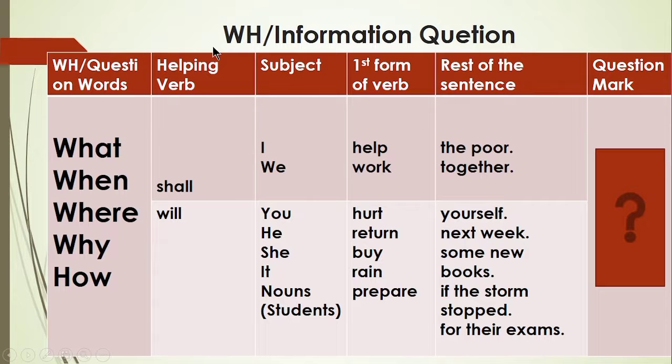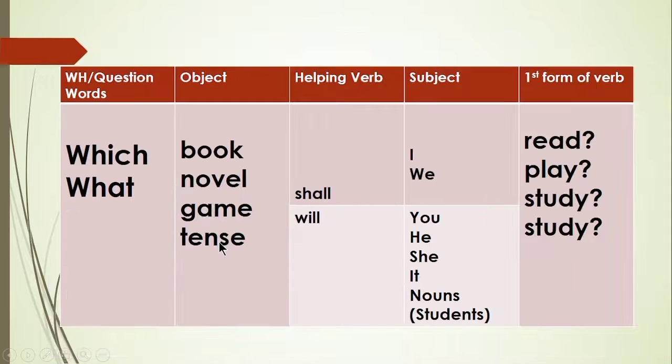For WH or information questions, we bring the WH words to the start of the sentence, followed by the helping verbs, then the subject, then the first form of the verb, and then the rest of the sentence, and finally the question mark. For example, why shall I help the poor, or when shall we work together, or where will you hurt yourself, or where will you return next week, or when will you return next week. So that is how we ask WH or information questions, and we answer these questions with affirmative structures.